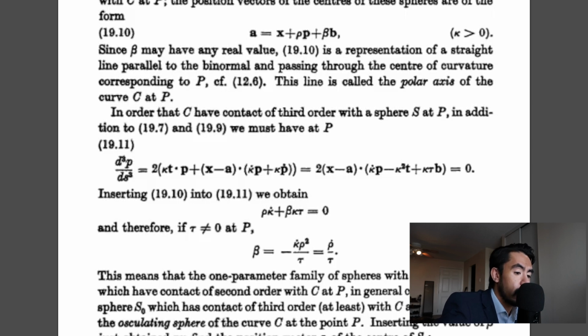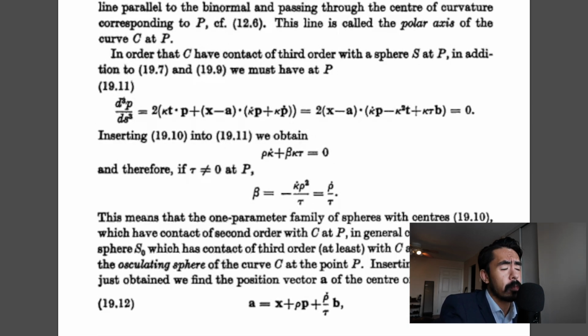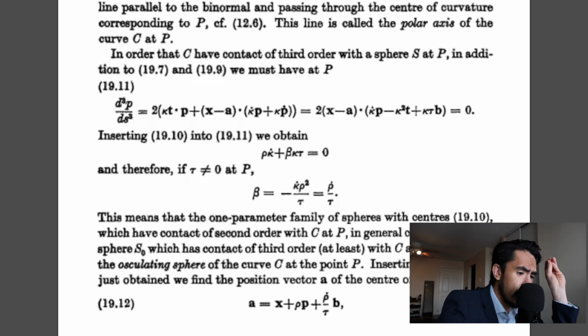This is then equal to 2 times the quantity x minus a. And this x minus a is dot product itself with kappa dot times the principal normal vector minus the square of curvature times the tangent vector plus the product of curvature and torsion times the binormal vector, which then is all equal to 0. So we're going to continue the algebraic manipulation, insert a previous result for the vector A into what we just calculated for d squared P ds squared in order to obtain that the radius of curvature times the first derivative of curvature plus beta times curvature times torsion is equal to 0.